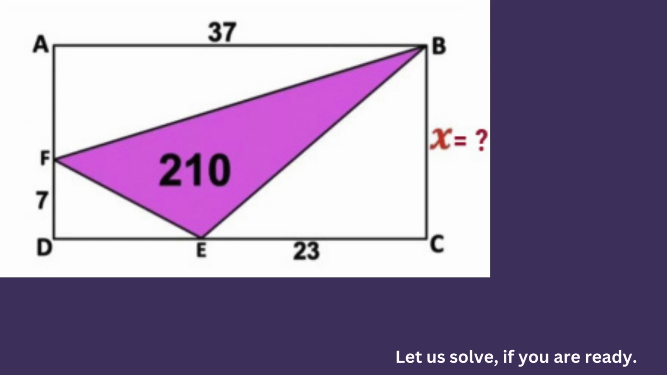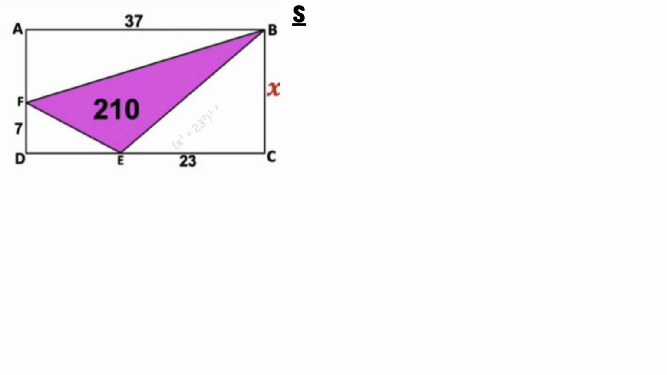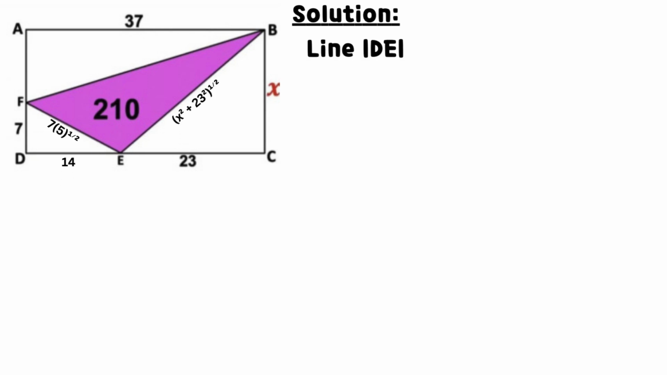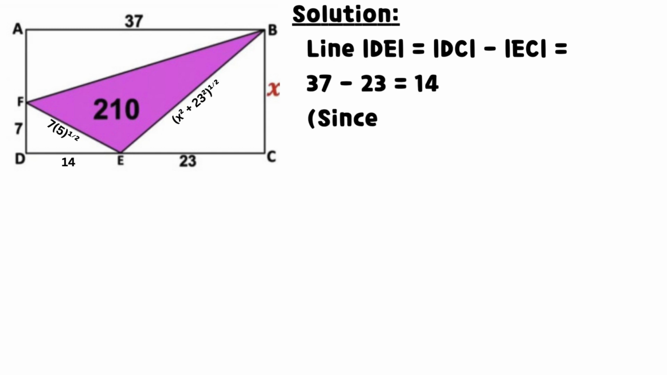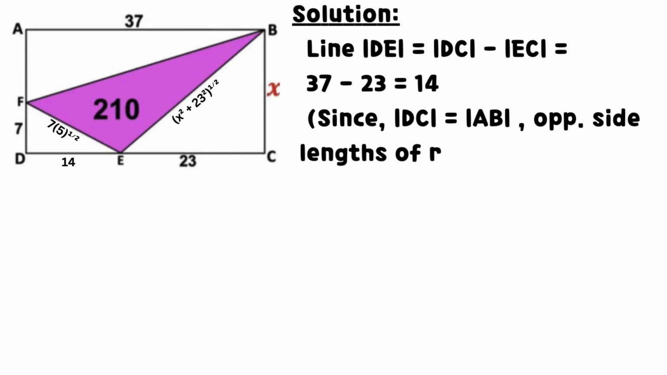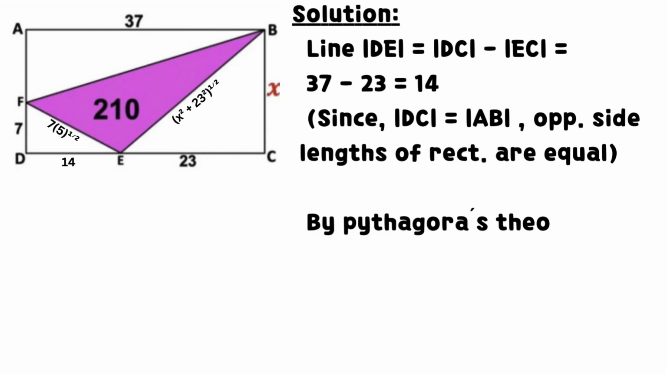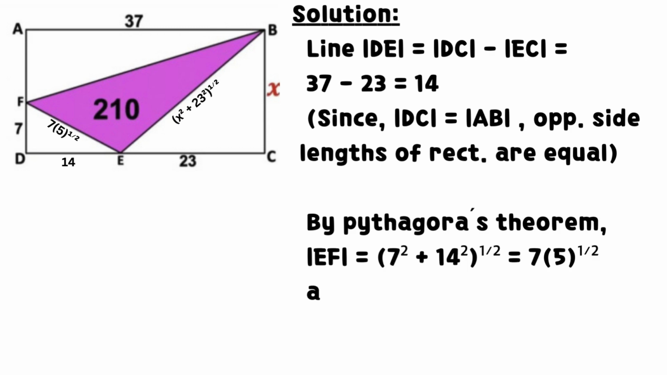What is the value of the length x? Line DE equals line DC minus line EC, which equals 14. Since line DC equals line AB, because opposite side lengths of a rectangle are equal.